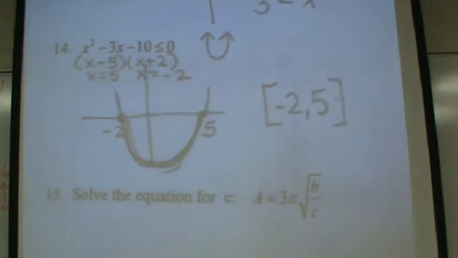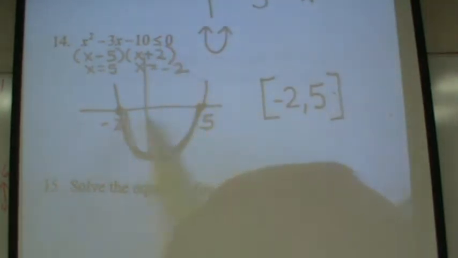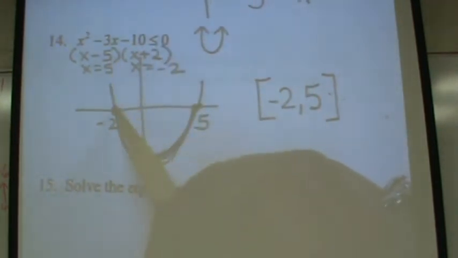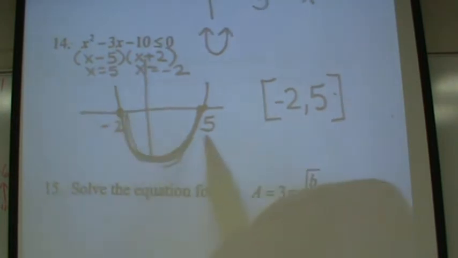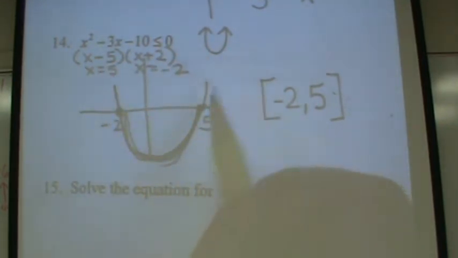Why am I using brackets? Because it's including these two critical values. If it said greater than or equal to 0, I would go negative infinity to negative 2, and then 5 to infinity. So less than 0 is the part below, greater than are these branches going up.